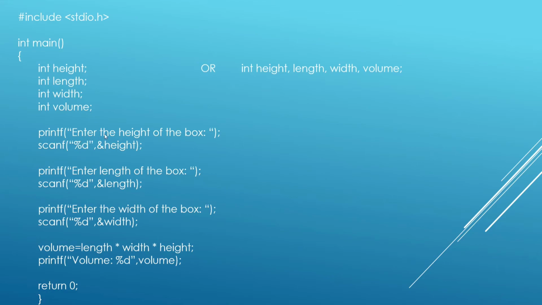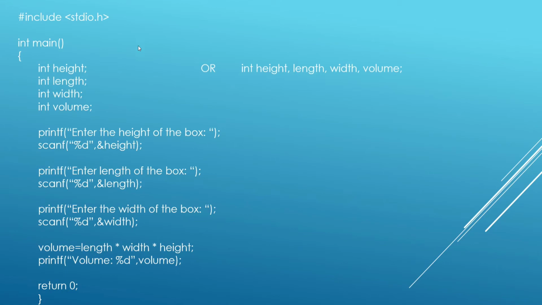Alright, so we're going to look at the first one. The printf function here is asking us to enter the height of the box. The purpose of the scanf function is to allow the user, while the program is running, to answer the question of the height. And height is already declared up here.